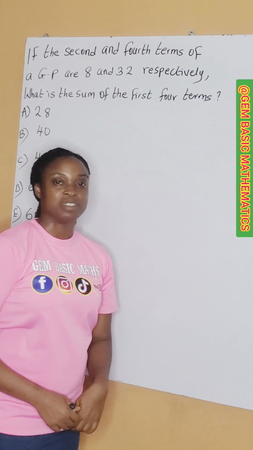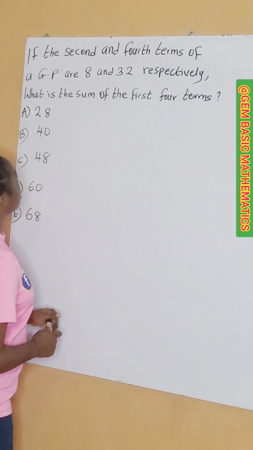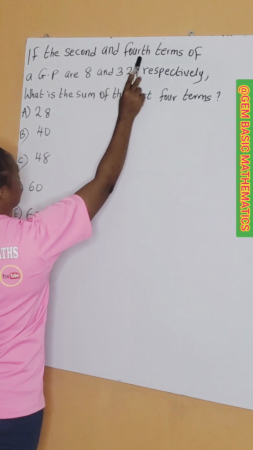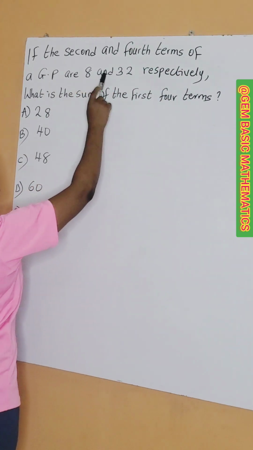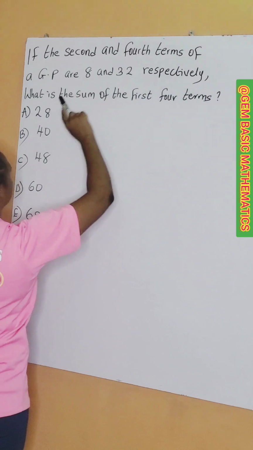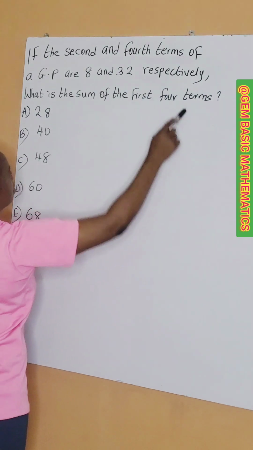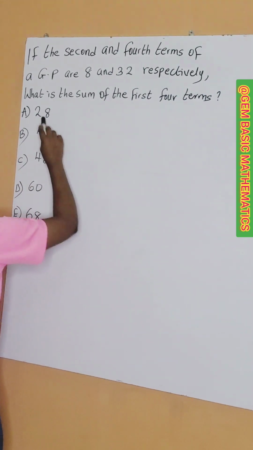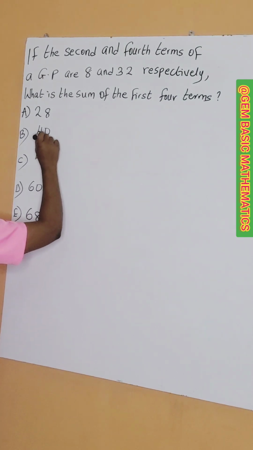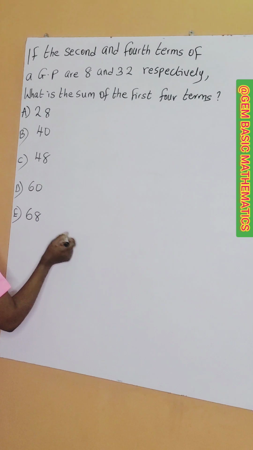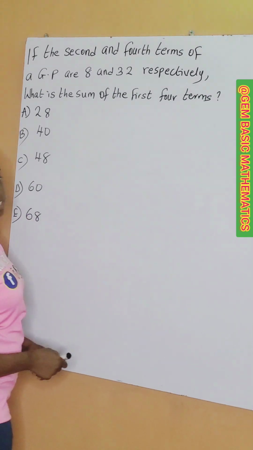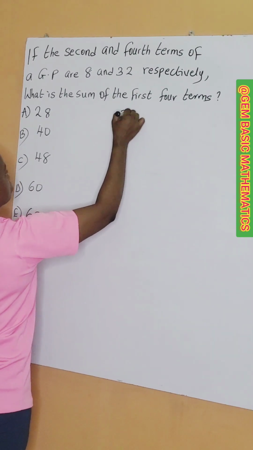Let's solve this question before us. If the second and fourth terms of a GP are 8 and 32 respectively, what is the sum of the first four terms? A 28, B 40, C 48, D 60, E 68. Solution.